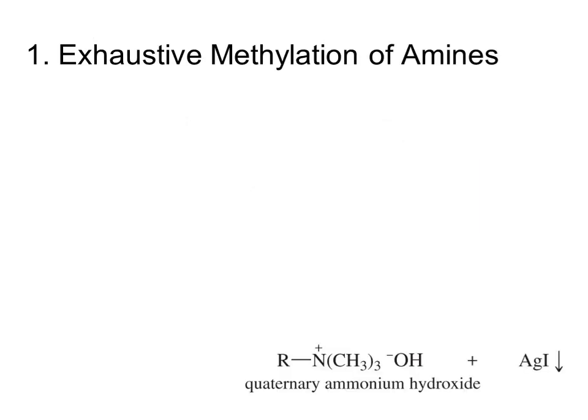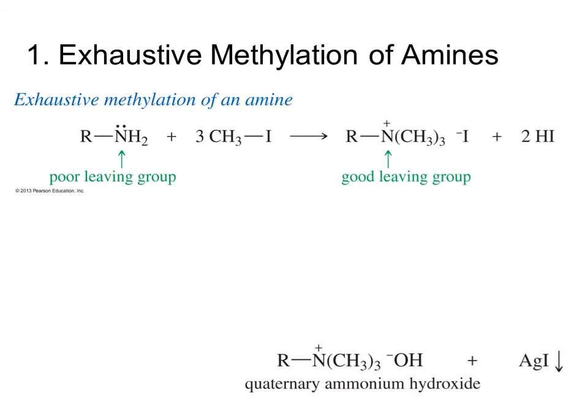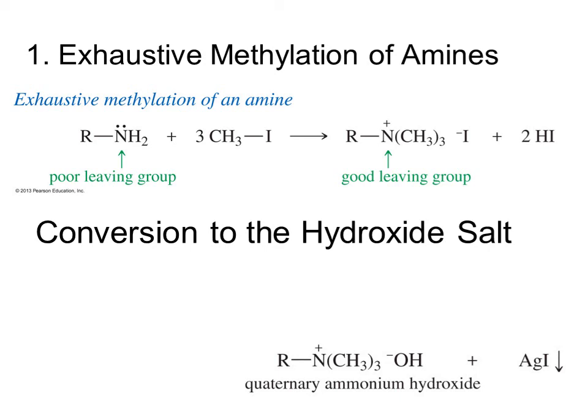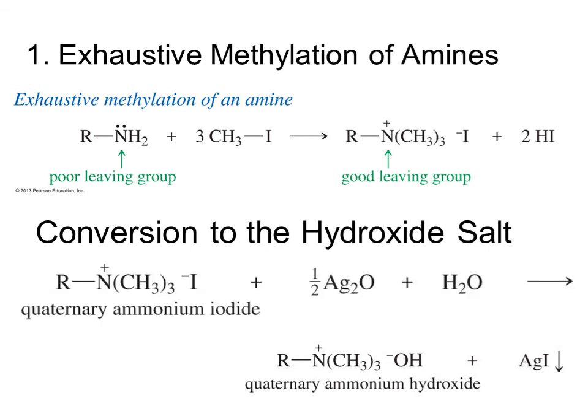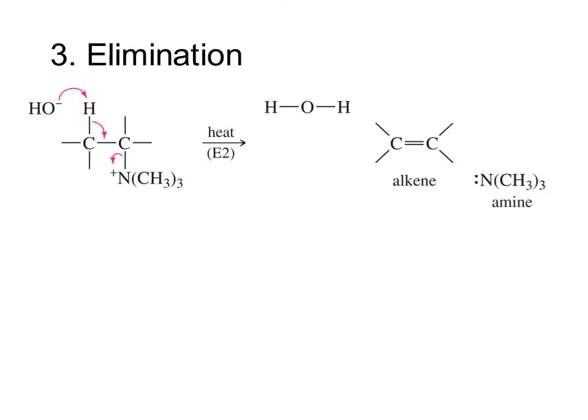Let's go through this mechanism. Our first step is going to be an exhaustive methylation. Since it's a poor leaving group in the beginning, we need to add methyl groups until it becomes a good leaving group. Once it leaves, we can use silver oxide as a way to help precipitate out silver iodide, to make sure it's not a salt anymore. We now have an ammonium hydroxide where our base is already there. Our hydroxide will be used as our elimination reagent, so it'll pull off our hydrogen, drop down to an alkene, and give us our tertiary amine. That's it for the introduction to amines.